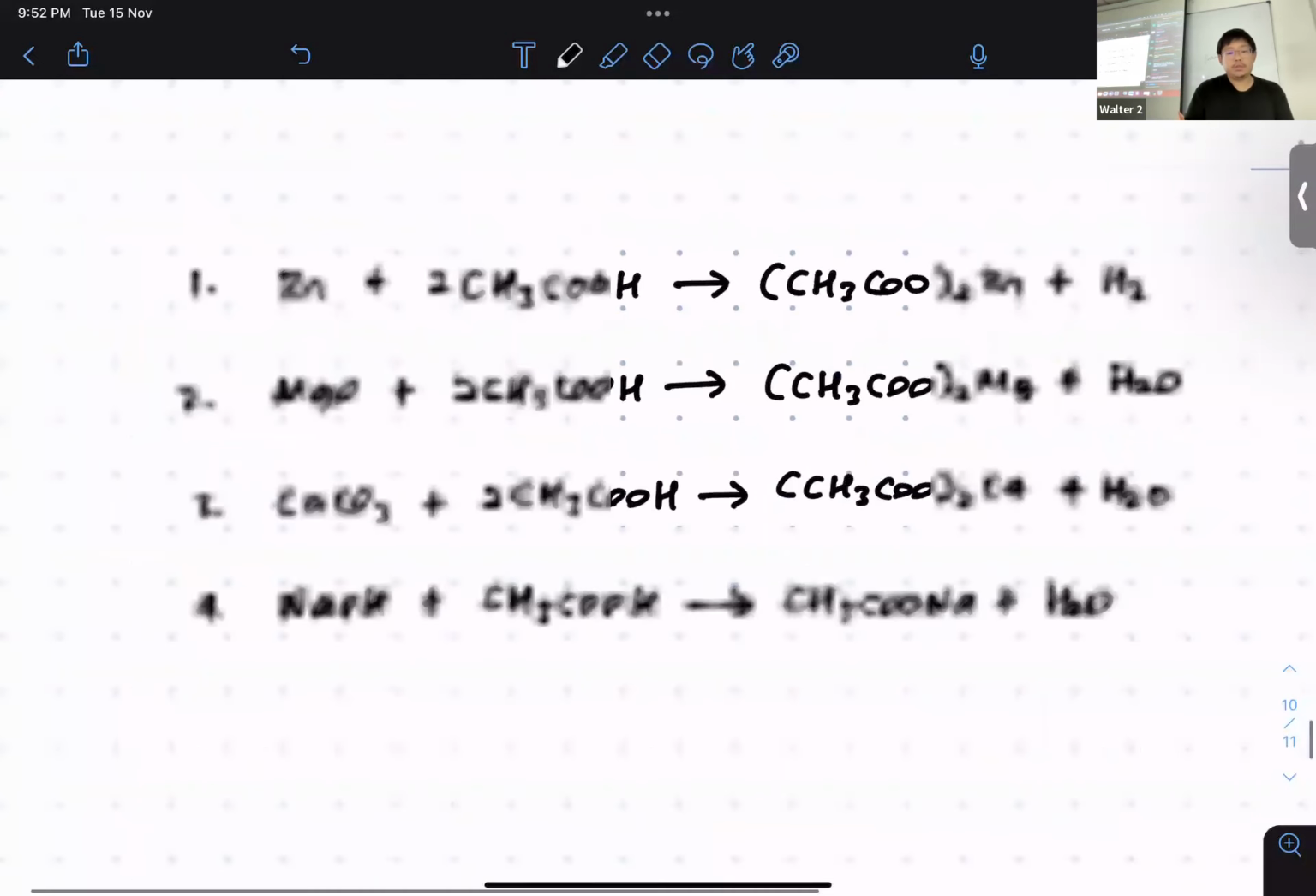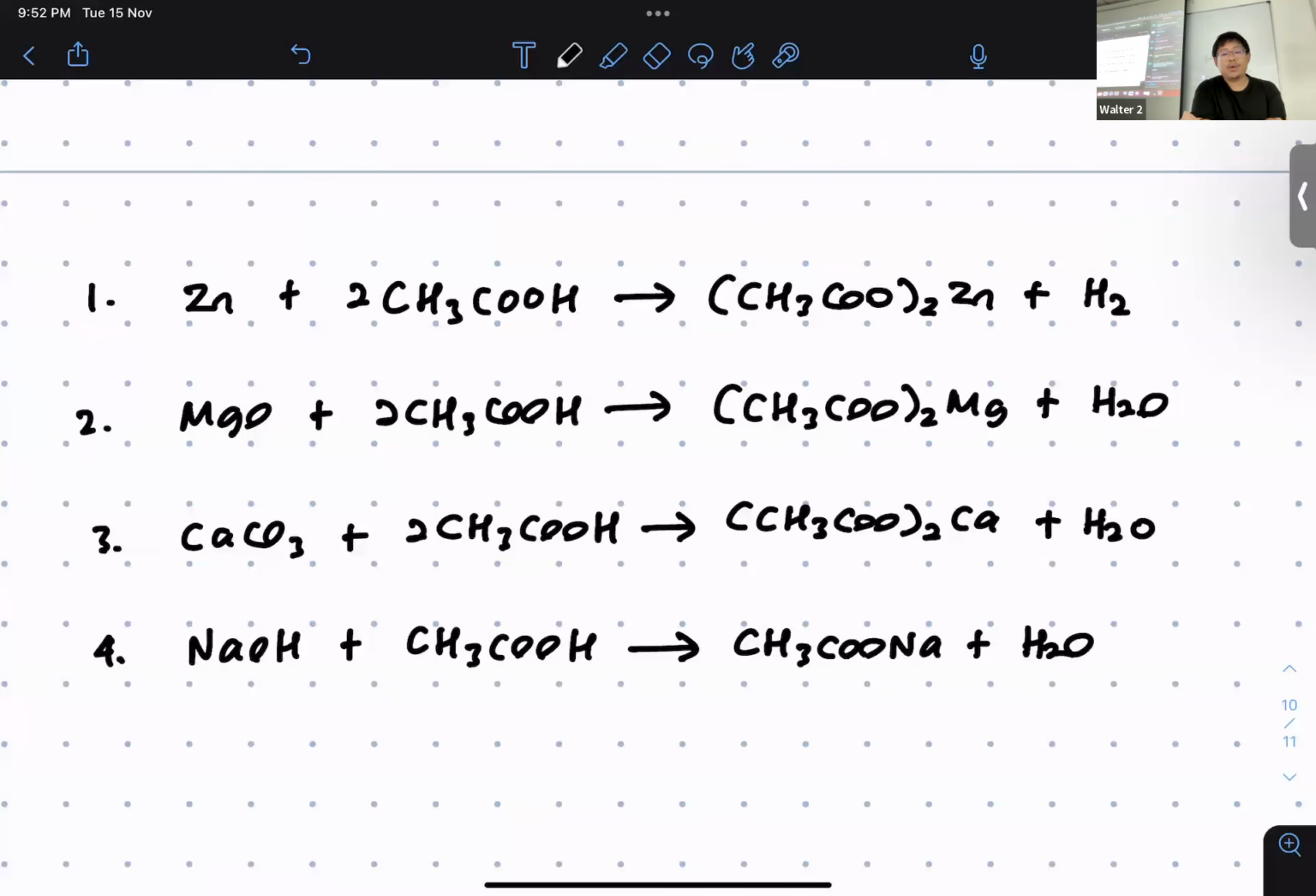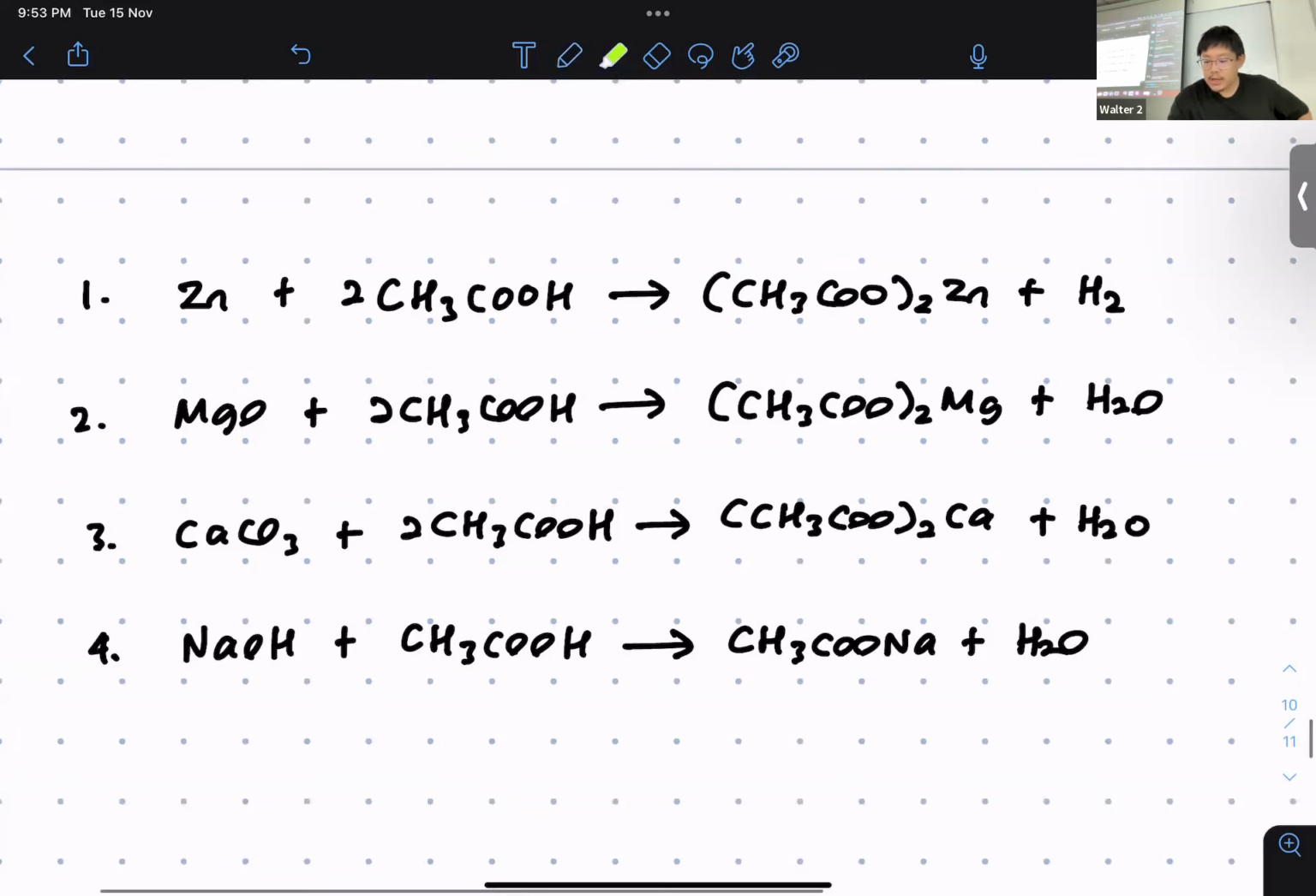So 4 examples just to show you in each and every case, ethanoic acid can react with 4 different substances to give you salt each time. All of this yielded ethanoate salts. We got zinc ethanoate, magnesium ethanoate, calcium ethanoate, and also sodium ethanoate.